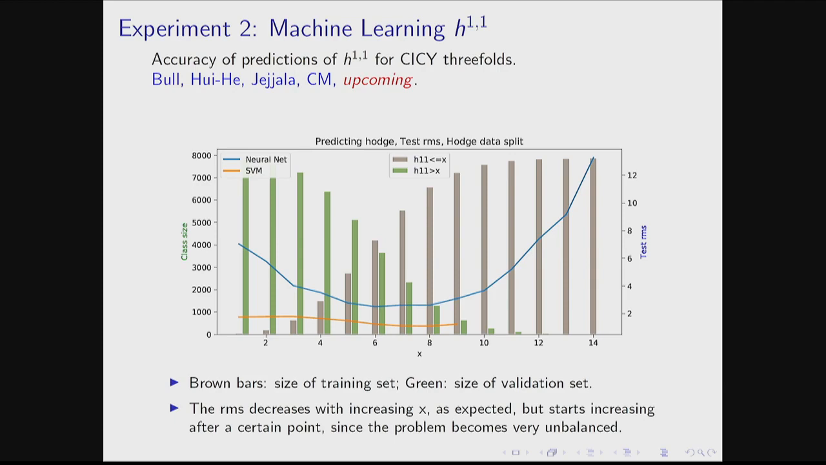And this is the root mean square error for the neural network. The support vector machine, as you saw, is actually doing much better than the neural network at this. So this is quite interesting, and this is one of the main results of our paper.